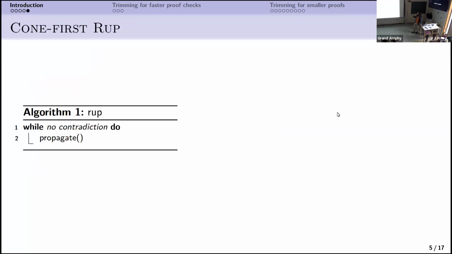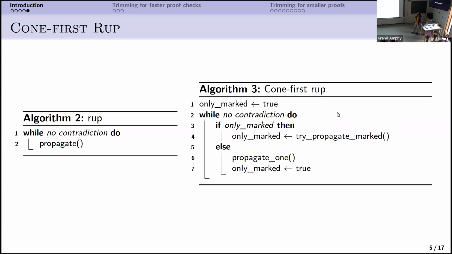One thing that is common to both trimmers is that we don't want to run the normal RUP algorithm. A very basic idea of RUP is to propagate until you have a contradiction, and if you don't have one, then you have a problem with your RUP statement. But here we're going to do what some call cone-first RUP, some other call core-first RUP, some other call it marked-constraints-first, pick your name. I will call it cone-first RUP.